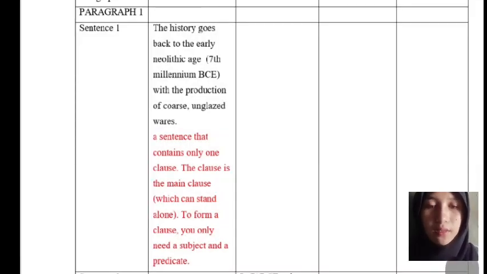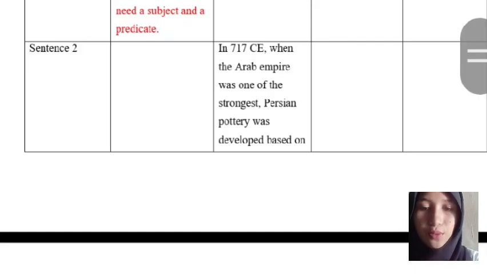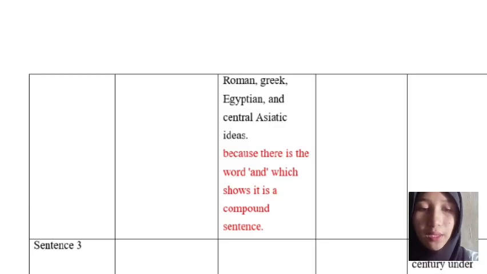Paragraph 1, sentence 1, simple sentence. A sentence that contains only one clause. The clause is the main idea, which can stand alone. To form a clause, you only need a subject and a predicate. Sentence 2, compound sentence, because there is the word "and," which shows it is a compound sentence.